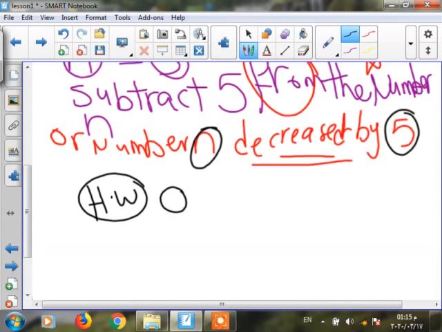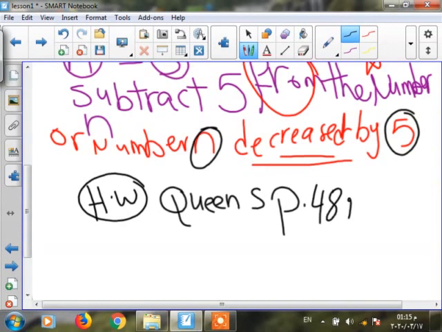Homework: page 48 and 49 and 47. Thank you.